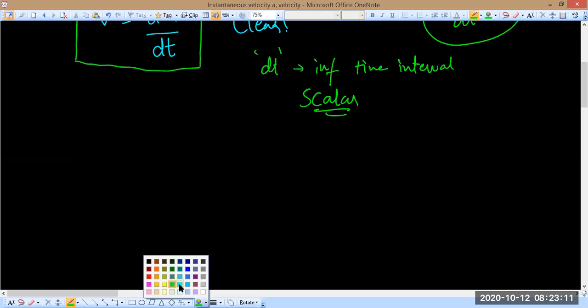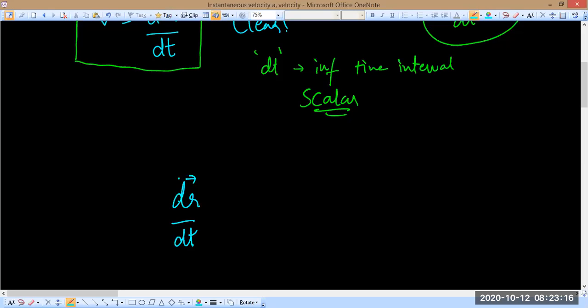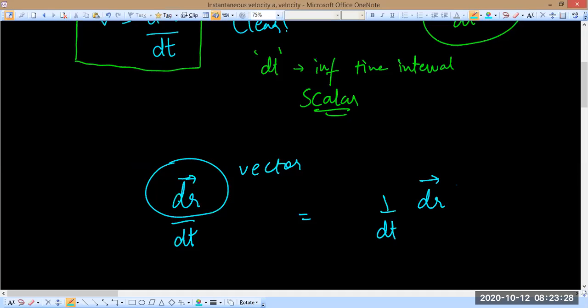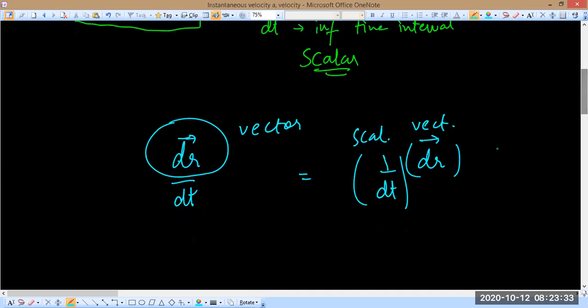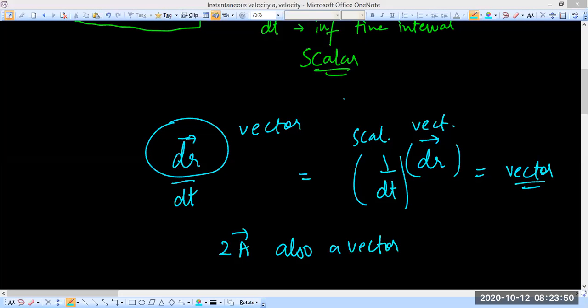So I want all of you to understand the right hand side. Dr is a vector and dt is a scalar. We have done this earlier, right? So you are multiplying a scalar with a vector. When we do that, we get another vector. I'm sure you all remember that. It's just like 2 into a vector is also a vector, correct?